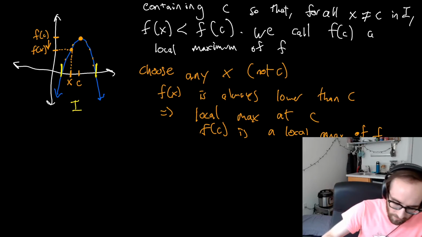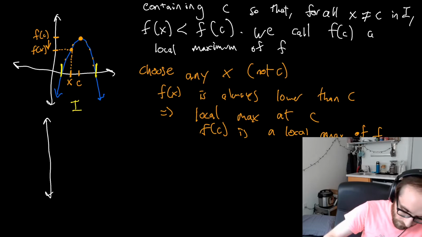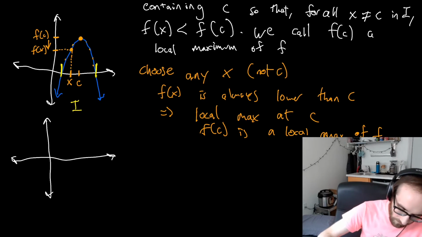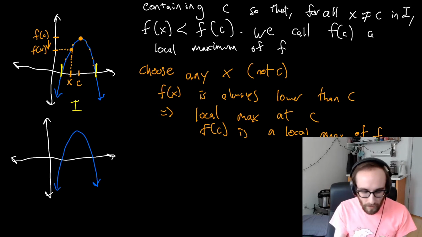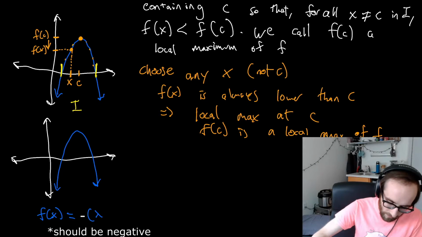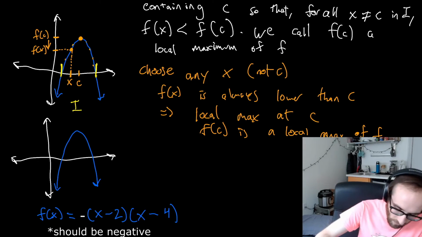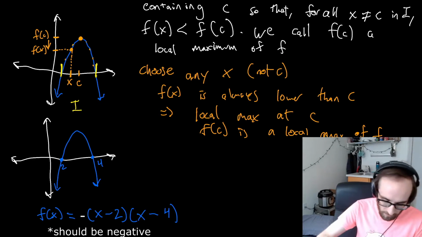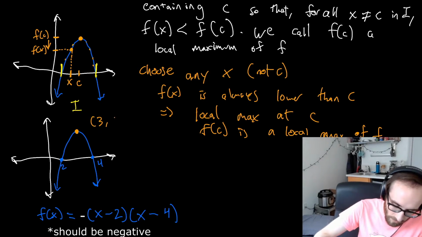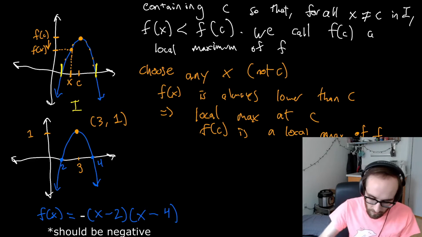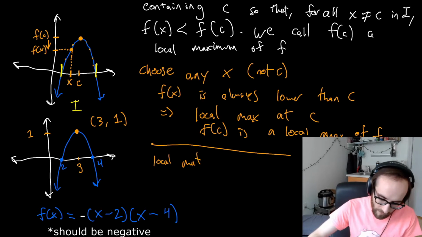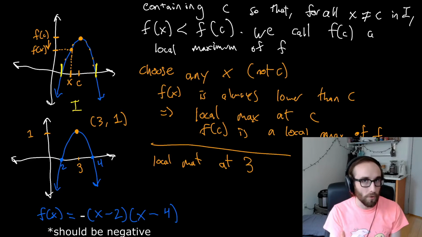Okay, so really quickly, an actual example. Let's look at a downward parabola again. Let's look at the function f of x is equal to x minus 2 times x minus 4. Here we have x-intercepts of 2 and 4. And the vertex, which happens to be our local maximum, is going to be up here. Our vertex is at 3, 1. Here we have 1, here we have 3, and this is our local maximum. So we have a local max at 3. In other words, 1 is our local maximum for f in this area.